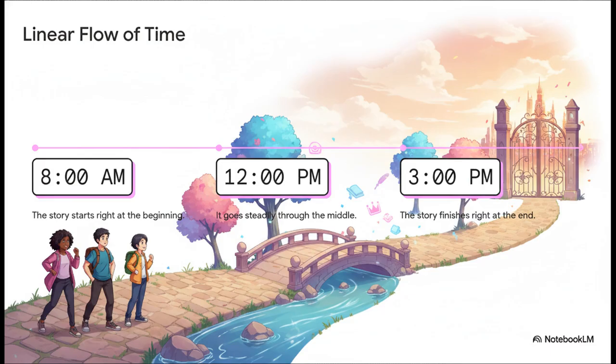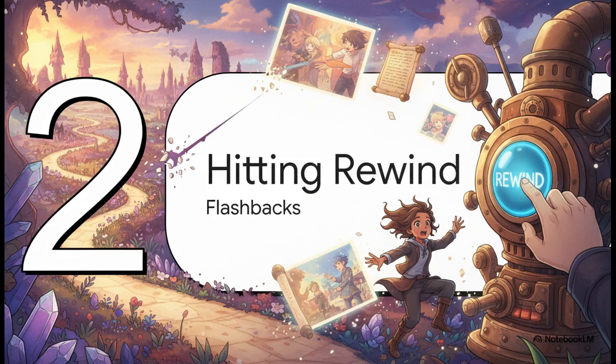Let's visualize this journey for a second. Imagine a clock tracking our wizard's day. You start right at the beginning of the path, say 8 a.m. when he wakes up. Then you walk steadily through the middle of the day, maybe noon when he takes his potion class, and you finish right at the end, at 3 p.m. when the final bell rings. It's clean, it's organized, and honestly, it's arguably the most common way to tell a fantastic, suspenseful story, where every single second counts.